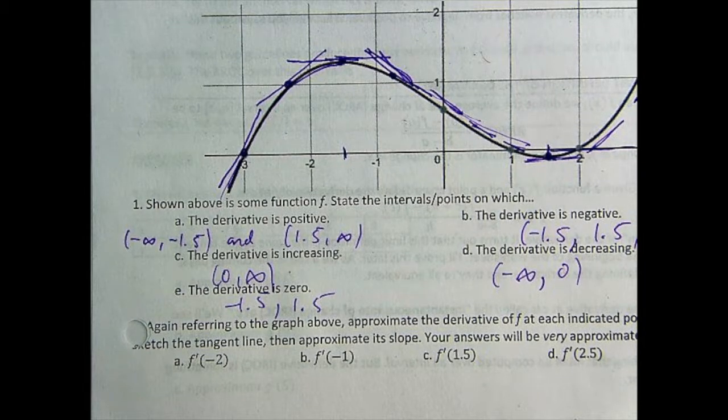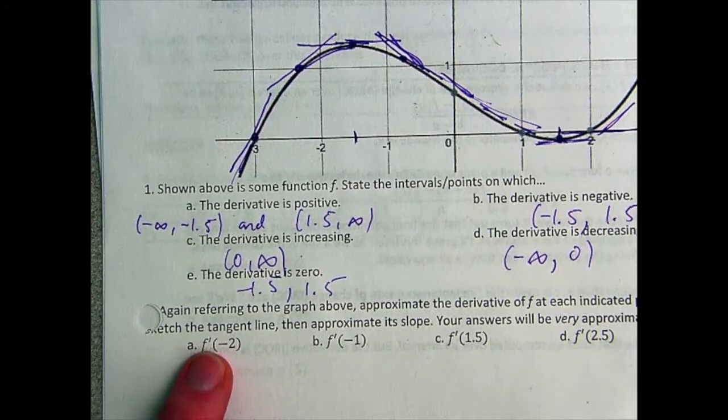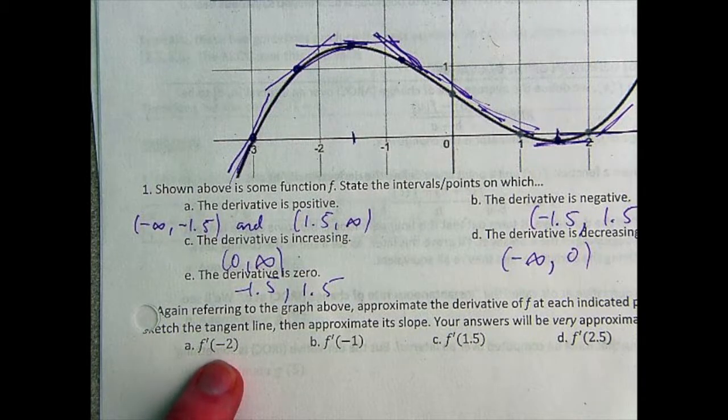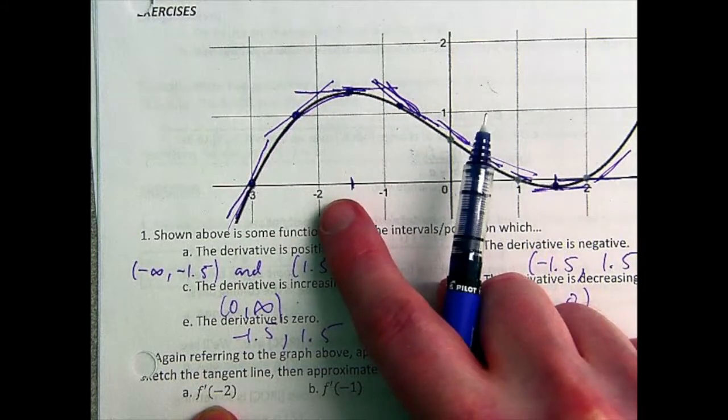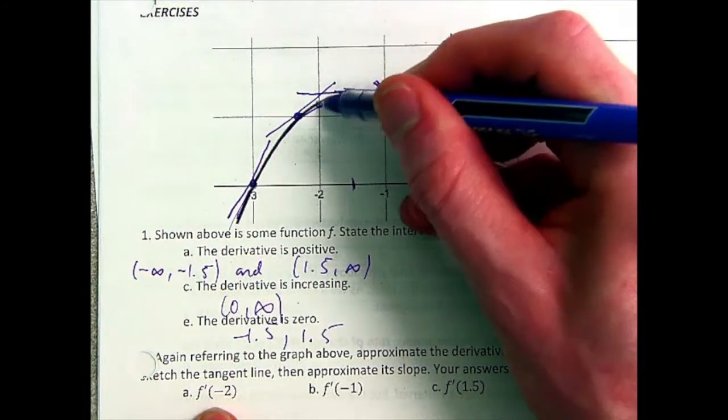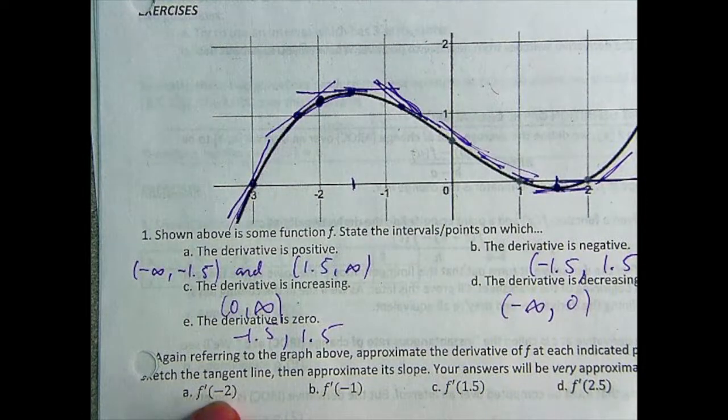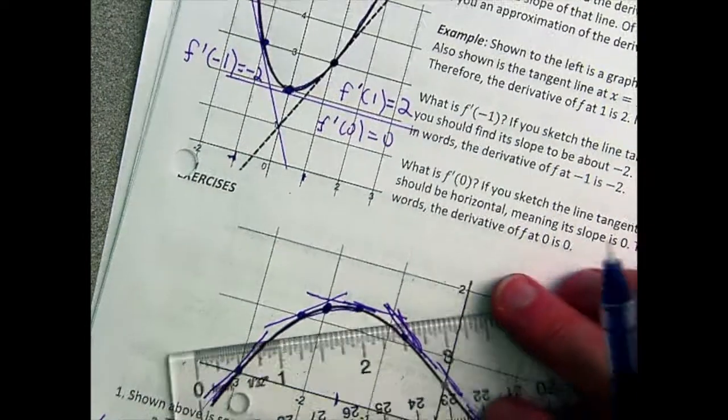It says, again, referring to the graph above, approximate the derivative of f at each indicated point. And it says, do your best to sketch the tangent line, then approximate its slope. Your answers will be very approximate. I'll just do one of these. Let's look at f prime of negative 2. So how do you approximate the derivative at negative 2? Here's what you do. You go to negative 2 on the x-axis, and you look at the dot on the graph associated with negative 2, and then you do your very best to draw the tangent line. It's going to be approximate, right? You just have to do your best to draw the tangent line.